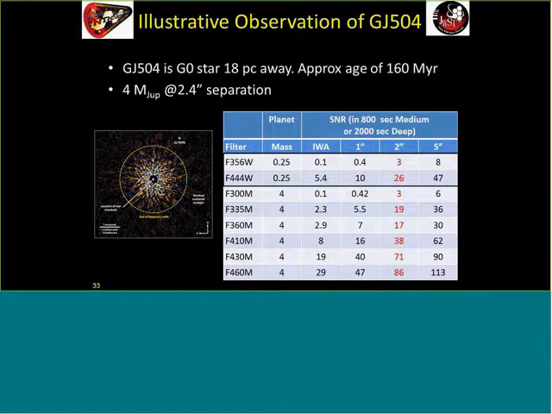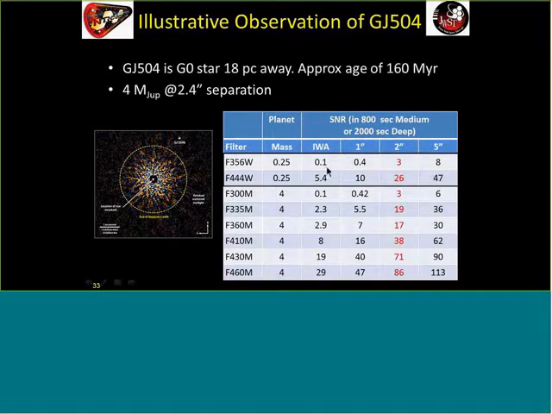Here's a sample of a possible coronagraphic observation of GJ504, a G0 star not too far away, and there's a known 4 Jupiter-mass planet 2.4 arcseconds from the parent star. This was discovered in some Subaru work.